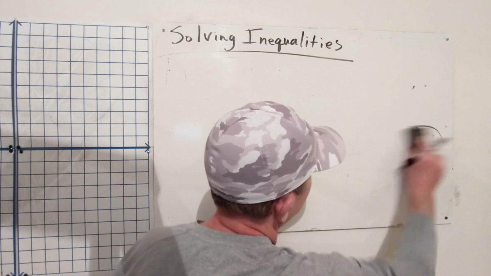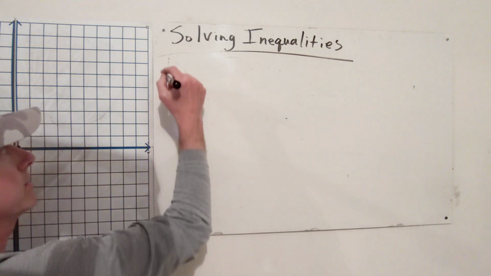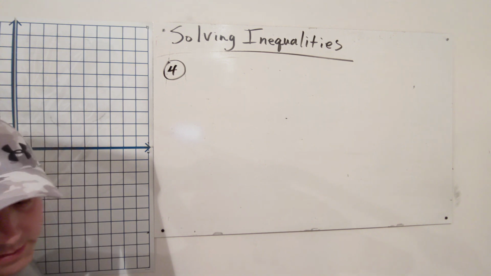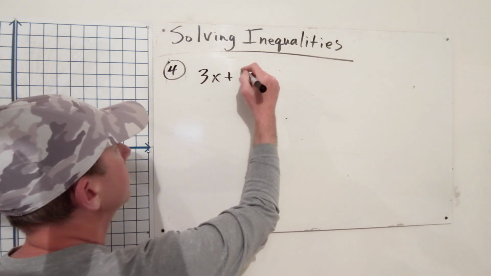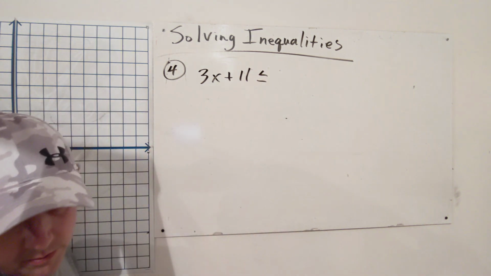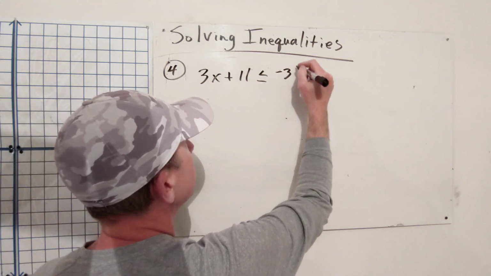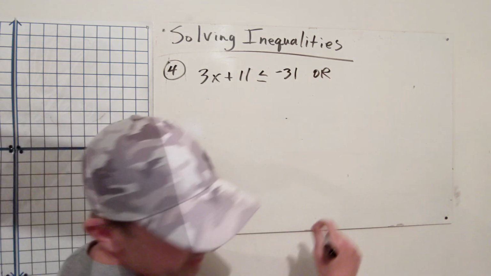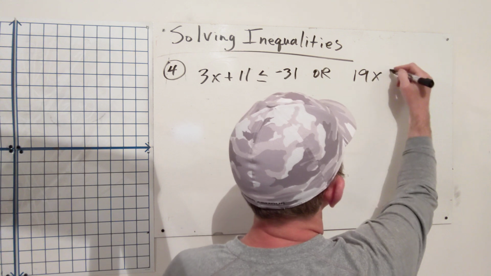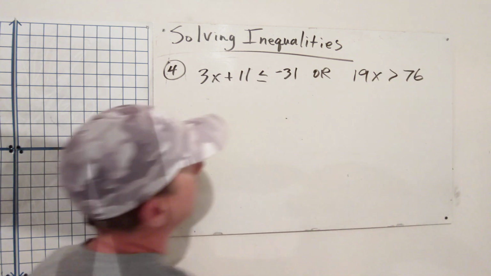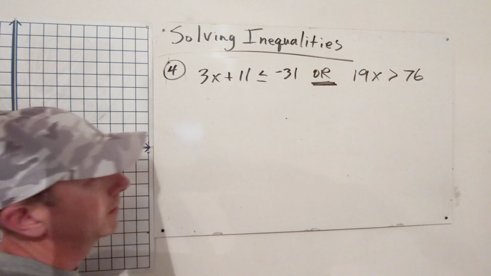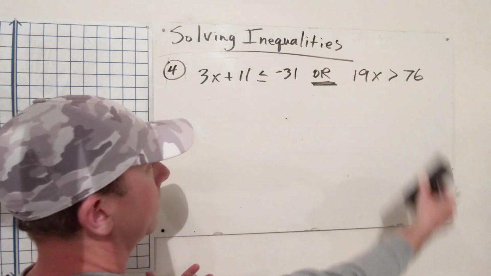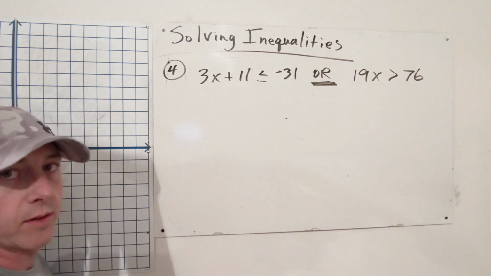All right, for number 4, we're going to move on to compound inequalities. So that's where we have two inequalities in one question. This one we got 3x plus 11 is less than or equal to -31, or we have 19x is greater than 76. All right, so the key part here is the or. So basically, when this happens, we can have one or the other. We don't have to have them both true on the number line.